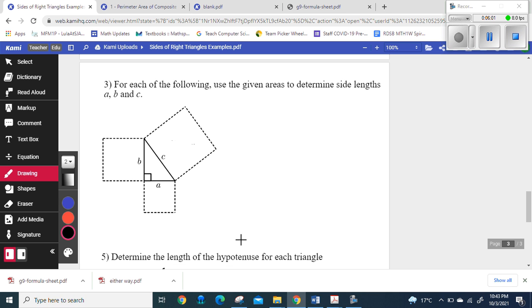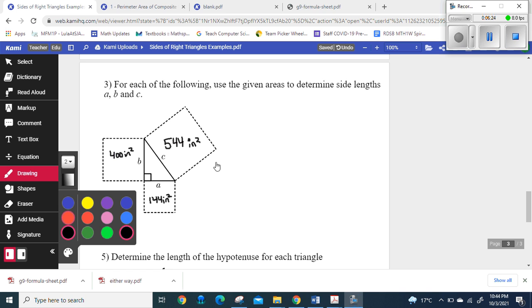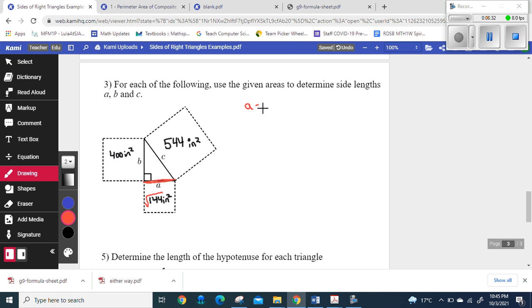So here, for each of the following, use the given areas to determine side lengths A, B, and C. So let's put some numbers on there. All right, so on my diagram, I've inserted some areas. So that's the area of the square for each side. And I want to use each area to determine the side lengths, A, B, and C. So as we were saying, the side length of the square is equal to the square root of the area. So A will be equal to the square root of 144. And the square root of 144 is 12, so it'll be 12 inches.